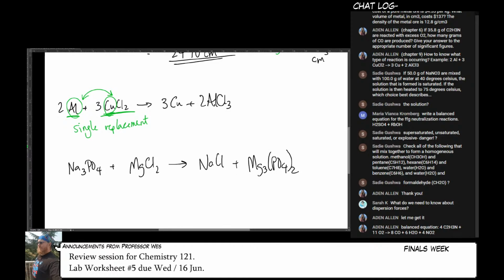Where I would swap these two. And this equation is imbalanced, but that's okay. So I would swap the position of magnesium and sodium. This would be a double replacement. So you can tell if something is a single replacement or a double replacement based on the number of compounds there are in there. So here there's one compound, but here there's two.